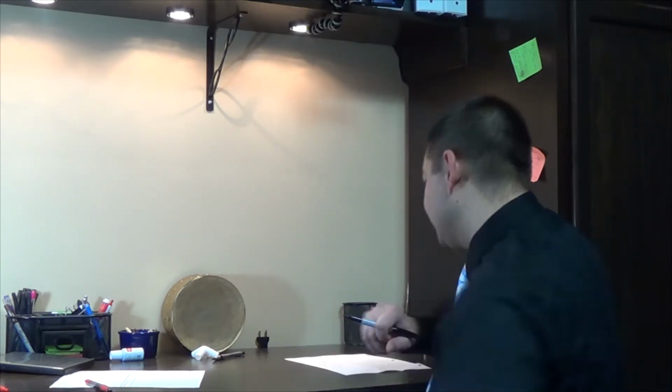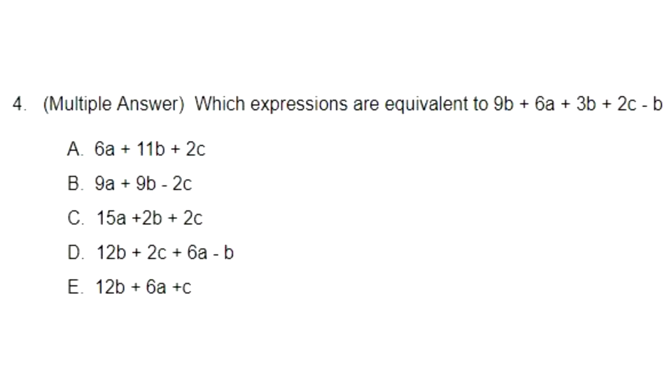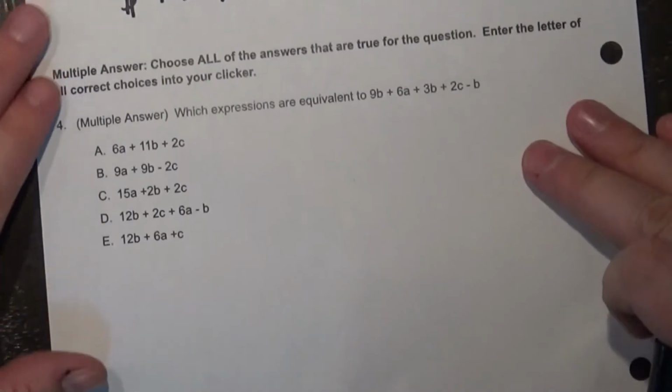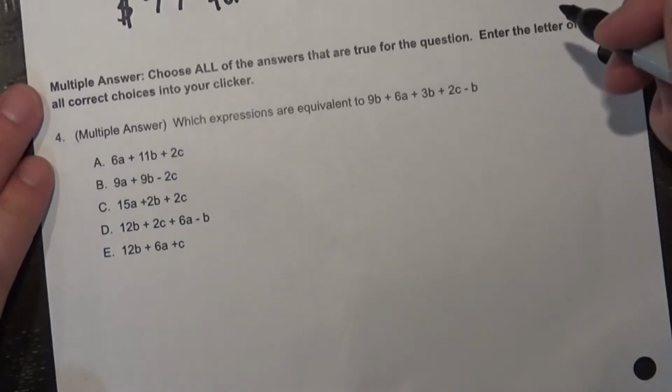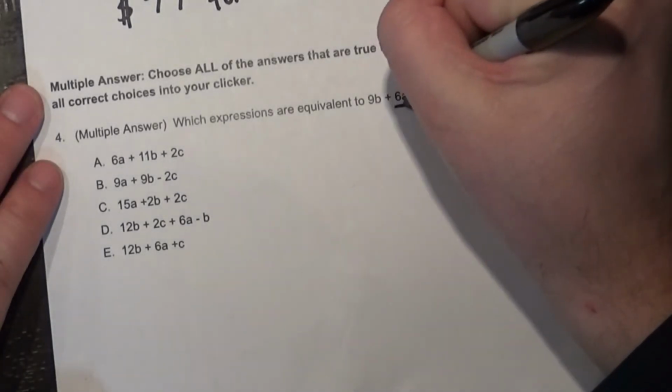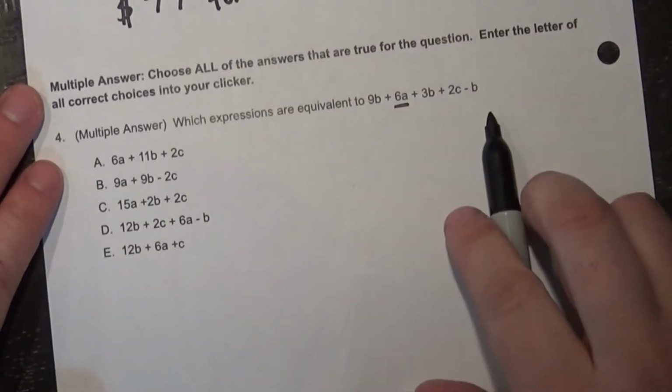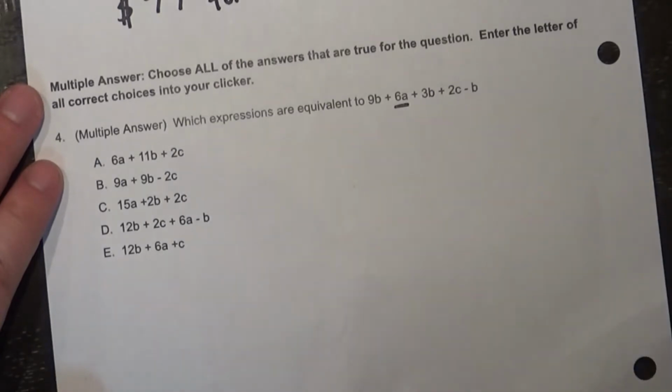Let's get to it. All right, this says which expressions are equivalent to 9b plus 6a plus 3b plus 2c minus b. In order to answer this question, we have to remember that we're combining like terms. So like terms are any terms that have identical variable parts. So the same variable means that it's a like term. So I'm going to underline all of my A terms.